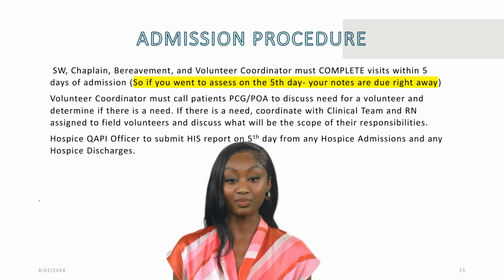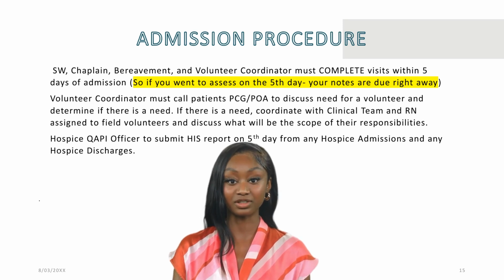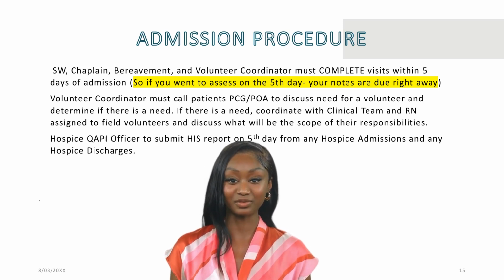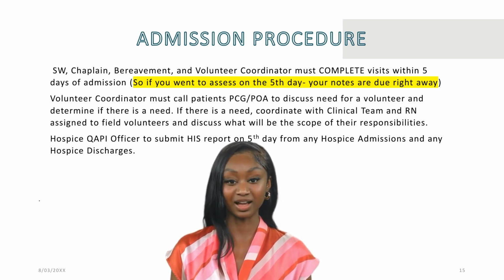11. One of the most important processes is for the hospice compliance officer to submit the hospice item set, or HIS report, as soon as possible from any hospice admissions. This process can be done through the CMS portal under QIES. The hospice agency must have a delegated person who has access to QIES to submit HIS reports on a regular basis.